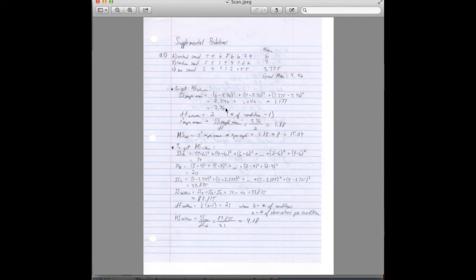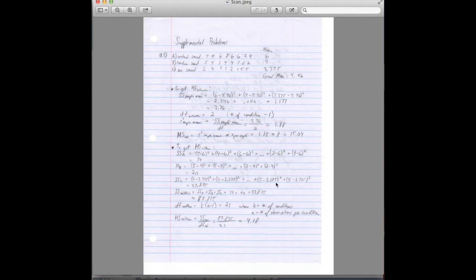In order to find the degree of freedom in the between term, you take the number of conditions, so in this case 3, and subtract 1. Therefore you have 2 degrees of freedom between. And then to get S squared sample means, you just do the standard procedure, so it's SS over DF. So we had 3.76 over 2 degrees of freedom equals 1.88.